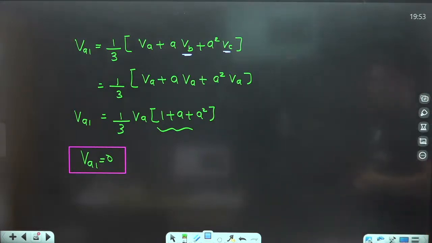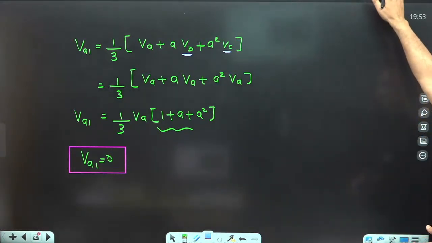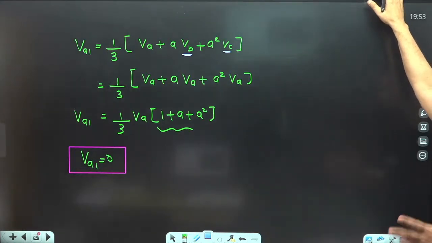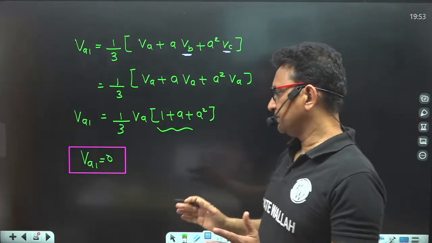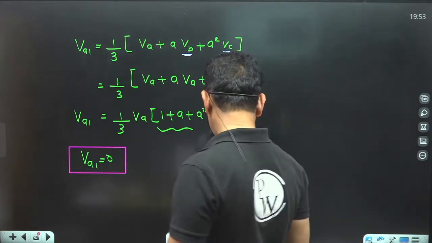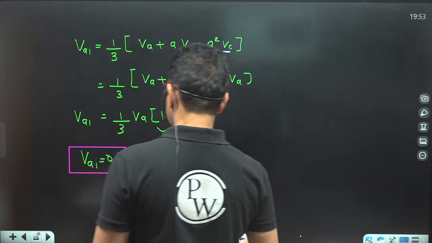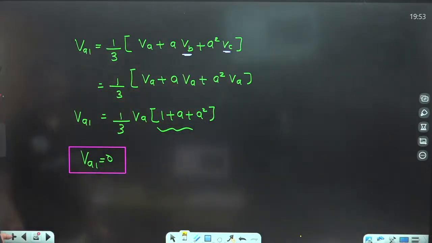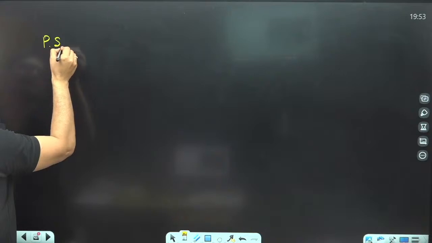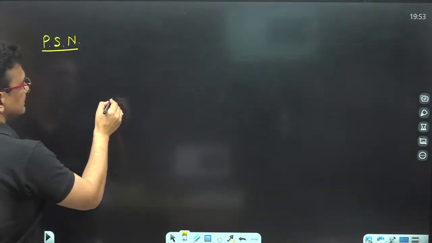So during the symmetrical fault, the terminal voltage of the positive sequence circuit is equivalent to 0. No negative, no zero sequence network is coming into the picture. Only the positive sequence circuit is coming into the picture. Now, we all know what the positive sequence network is. The positive sequence network is like this.